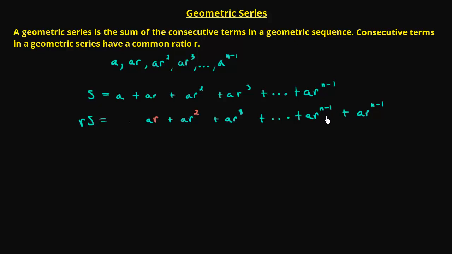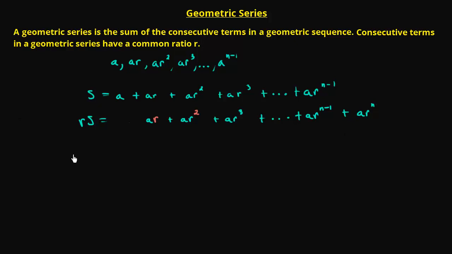If you add another factor of r to n minus 2, you get r to the power of n minus 1. And the last term, we're just going to have ar to the power of n, where we've just increased the exponent by 1 for all of the terms in the series. So let's think about why this is useful.